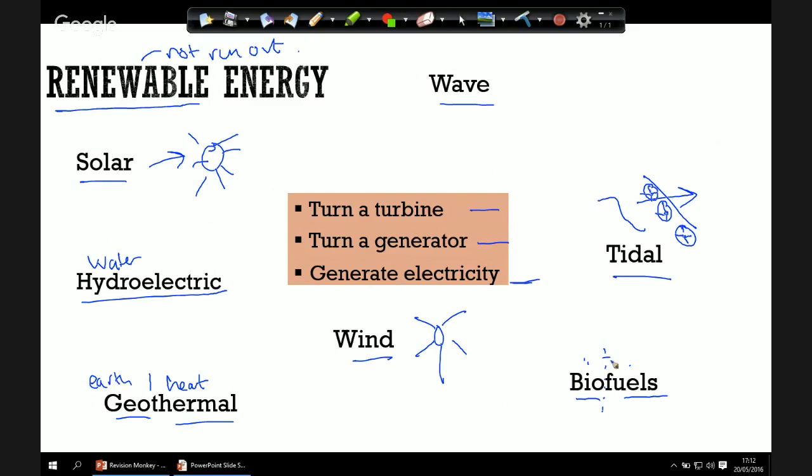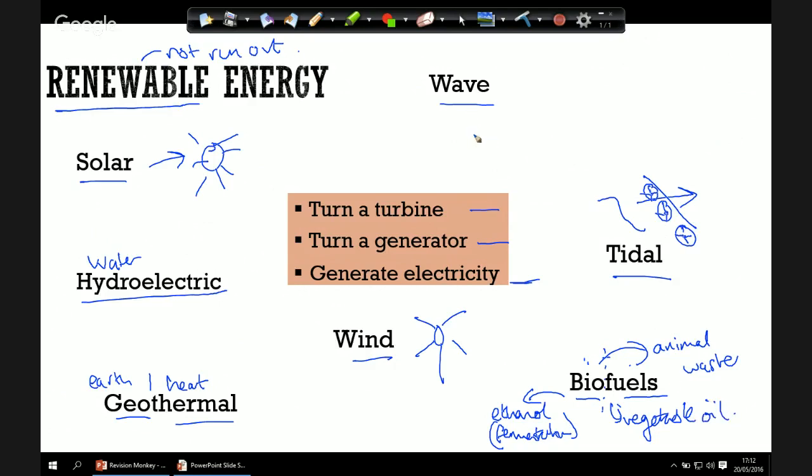Now, biofuels can come in a number of ways. It could be perhaps burning animal waste, or it could be perhaps burning ethanol, which is made by a biofuel process that came up in C1. So maybe using ethanol, which has been made by fermentation, or it could be burning some kind of plant material or some kind of vegetable oil to make your fuel.